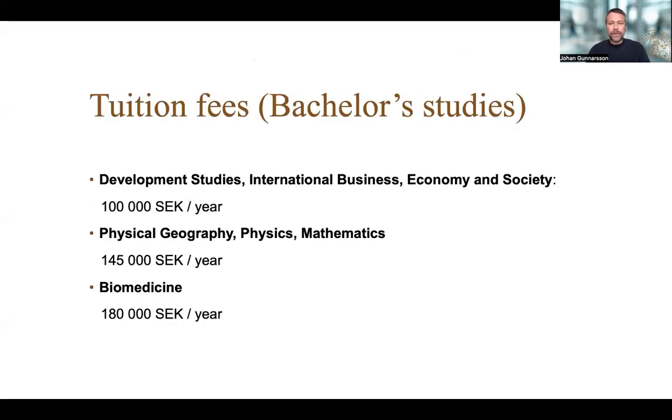The tuition fees for the bachelor's program also vary between different subject areas. So between 100,000 Swedish krona, which is around 10,000 US dollars, to up to 180,000 Swedish krona per year for biomedicine, which is around 18,000 US dollars. So depending on the major, depending on the subject, they are slightly different.